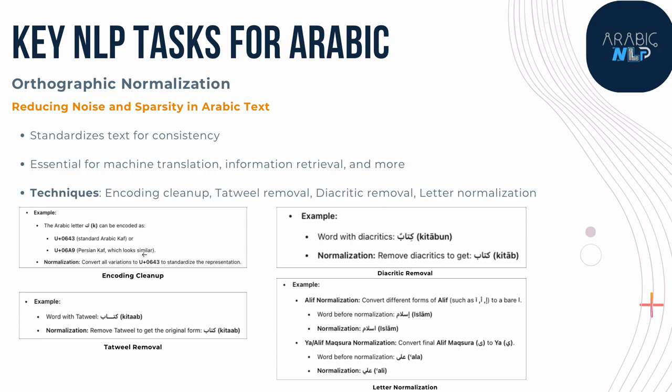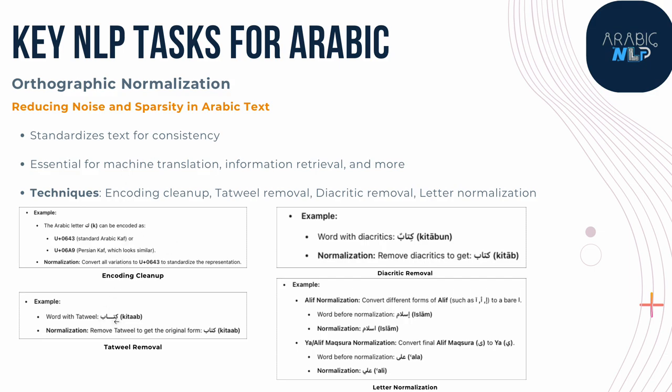Now, let's see some examples of these techniques, like the encoding cleanup. This is also a challenge for Arabic when it's encoded. For example, this letter kaf, or K, is encoded as this one for standard Arabic, and this one for the Persian kaf. Converting all variations into the standard one is for the goal of standardizing the representation, which is what we really look for to get consistency.